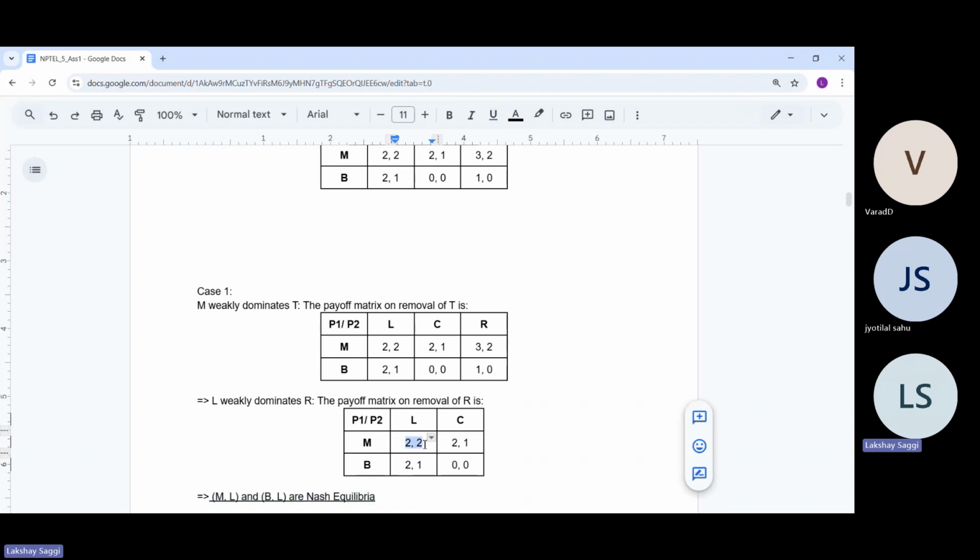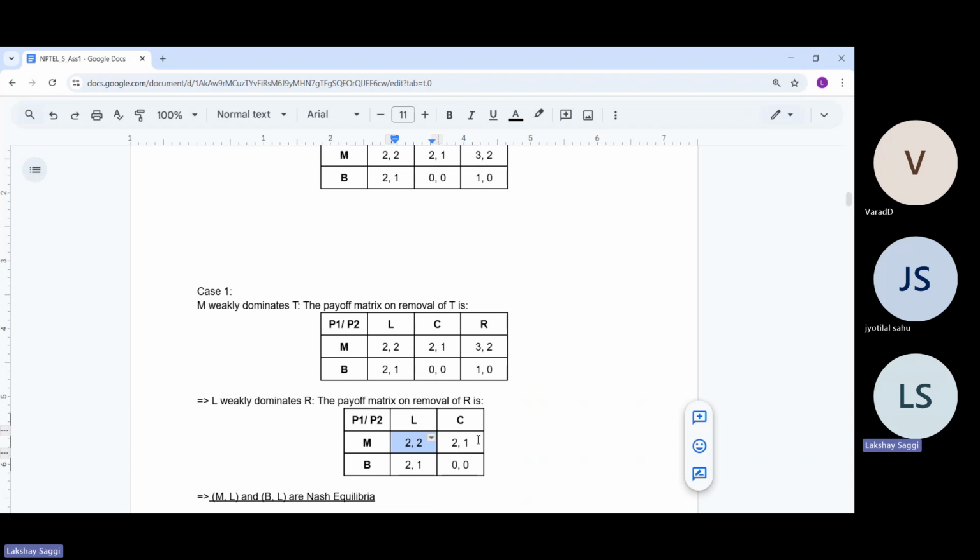If the row player plays M and the column player plays L, then both get a payoff of 2. Now let's see whether the row player has an incentive to switch to B or not. If the column player is still playing L and the row player switches from M to B, initially the row player had a payoff of 2, but on switching to B, the row player will still have a payoff of 2. So the row player is not profiting on switching, and has no incentive to switch from this M comma L strategy.